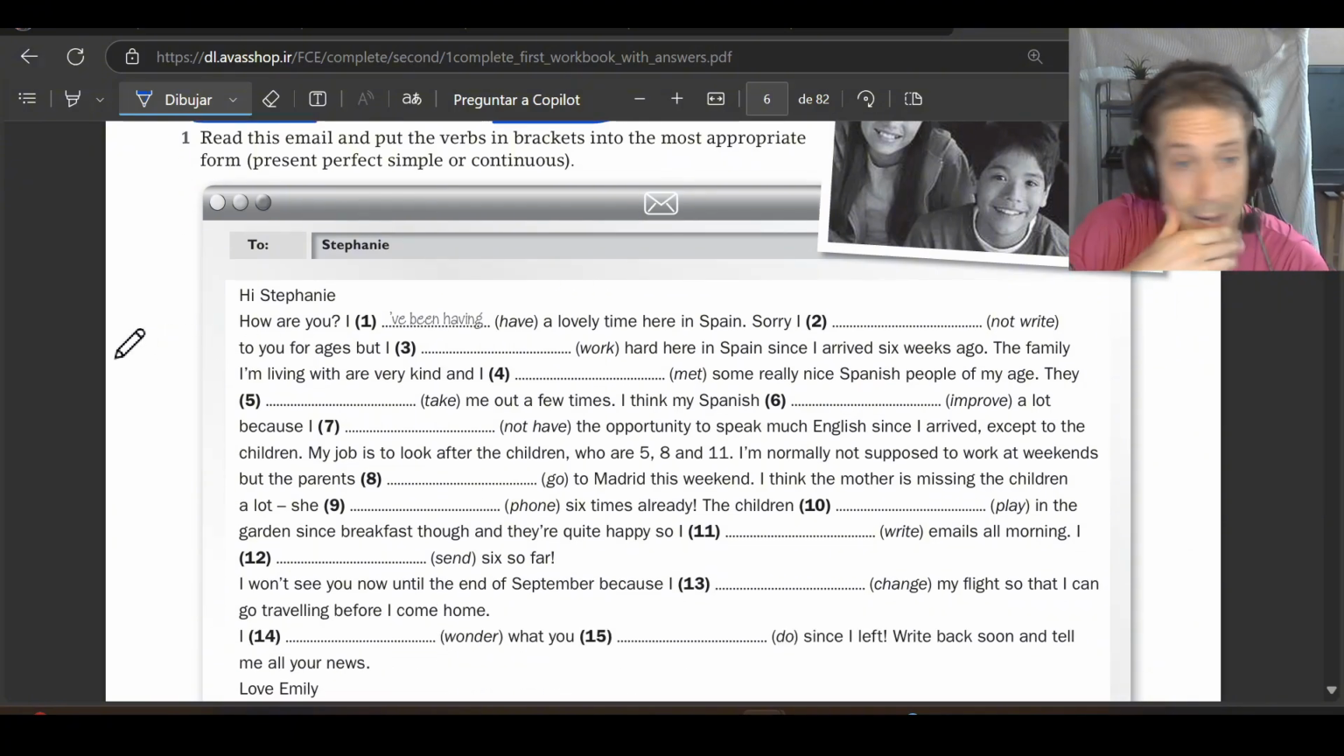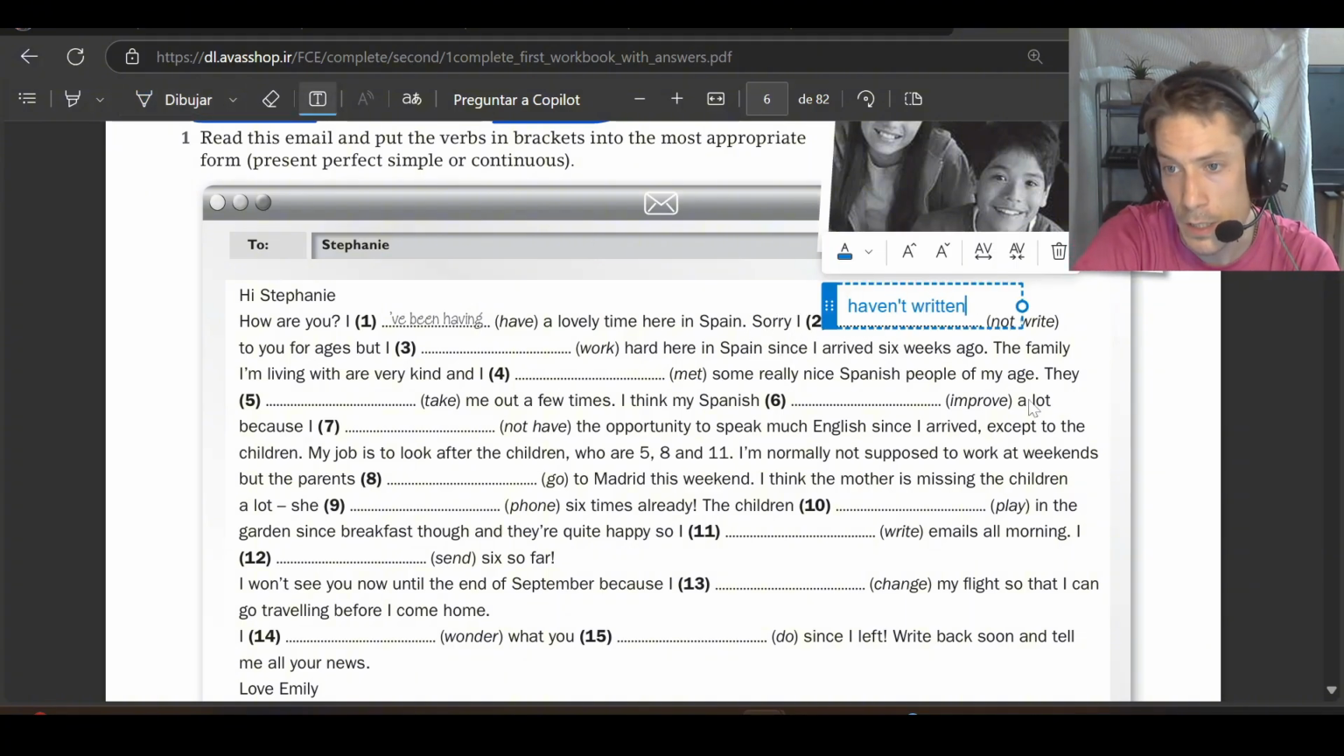And the email goes, hi Stephanie, how are you? I've been having a lovely time here in Spain. This means that this girl is still in Spain. Sorry I haven't written to you for ages, she didn't do it. Right, so this is it already happened. Sorry, I haven't written to you for ages. So this is present perfect.